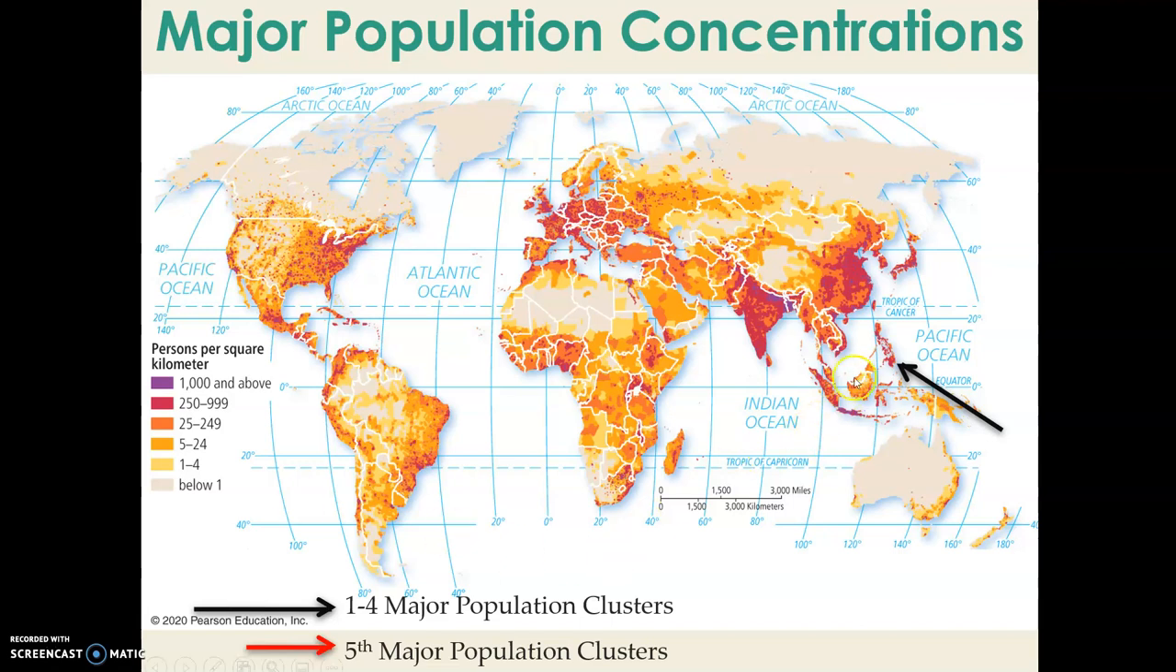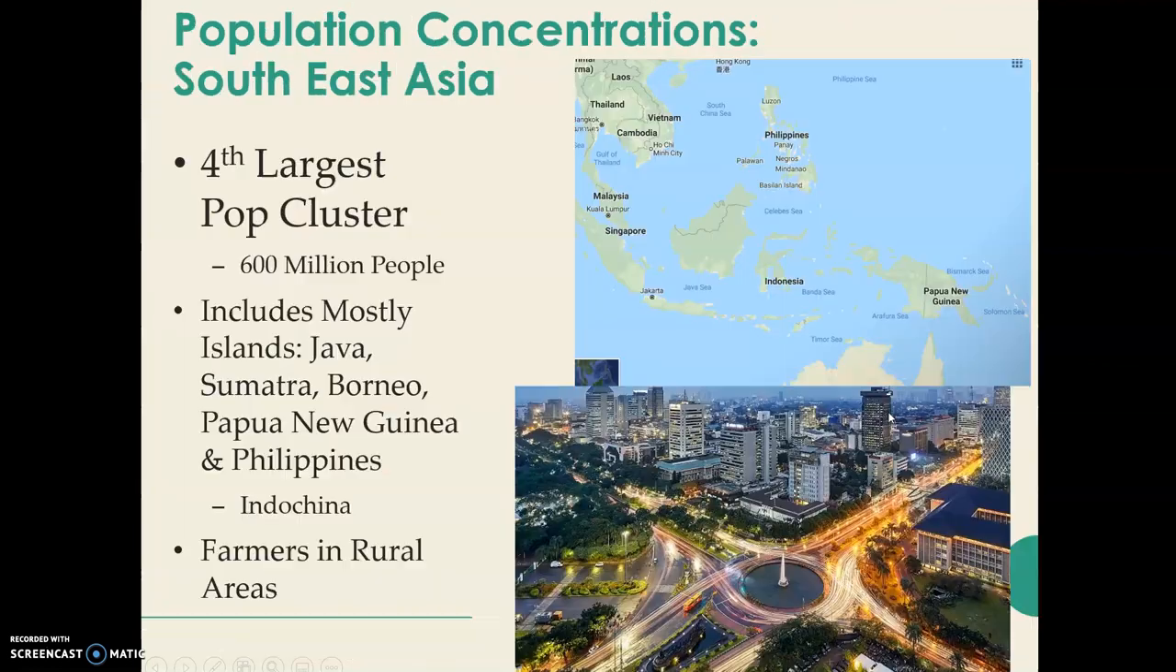Okay, and that's this location here that we were just referring to. Okay, this is where we were looking. Okay, the next slide. Southeast Asia. So this is the 4th largest population cluster. I'm sorry, this is the place we're talking about now. There's roughly 600 million people that live here.